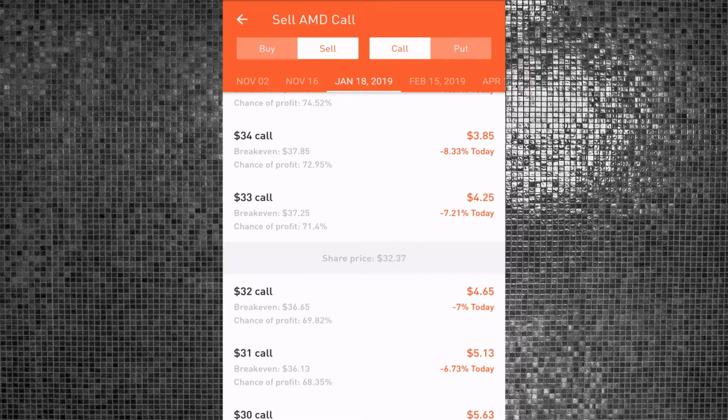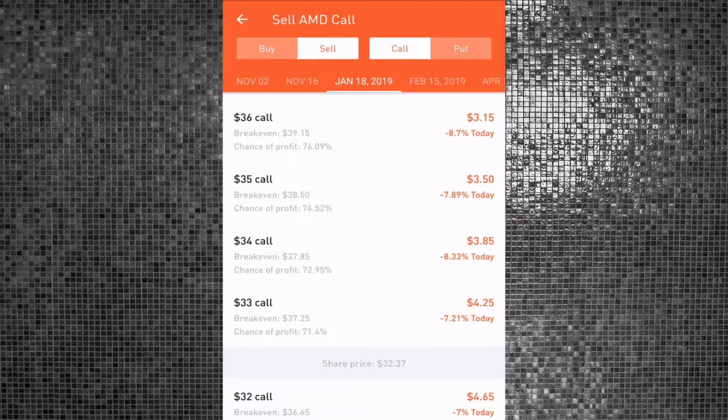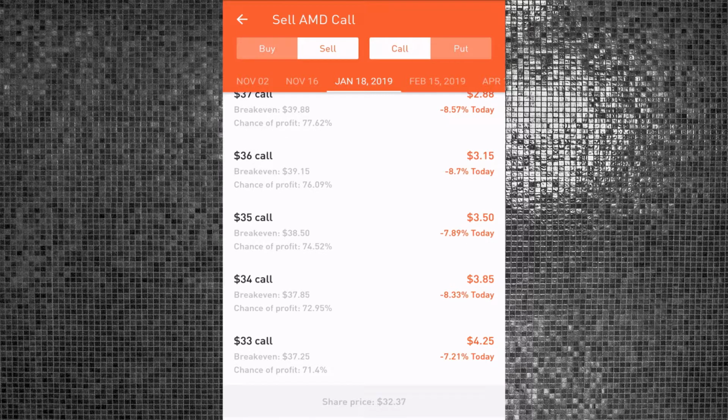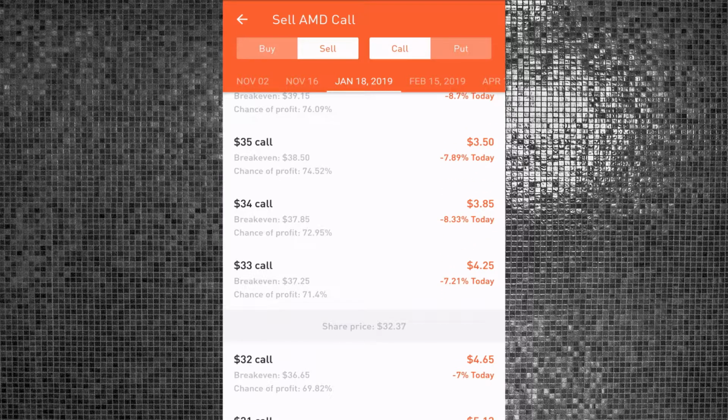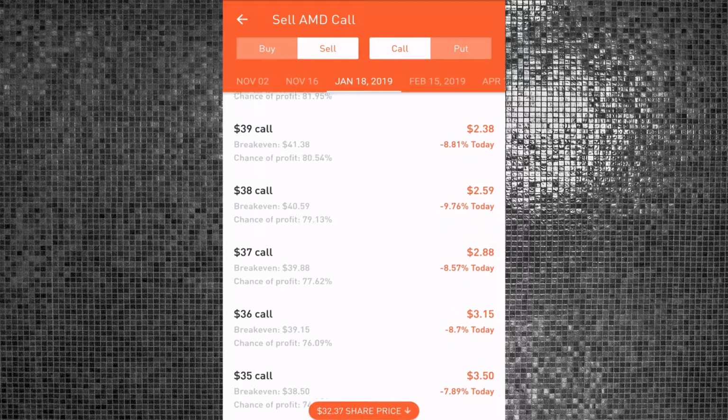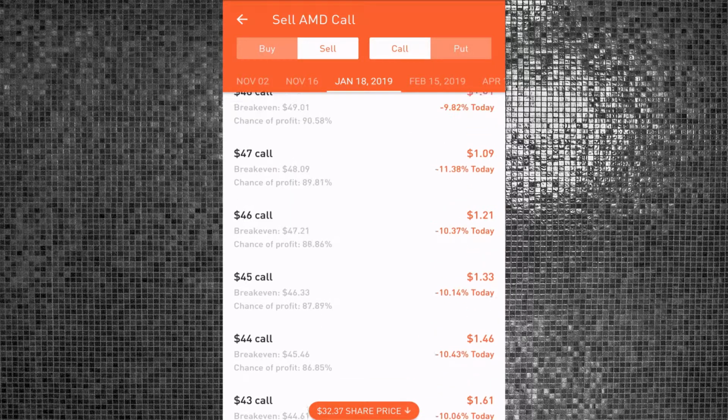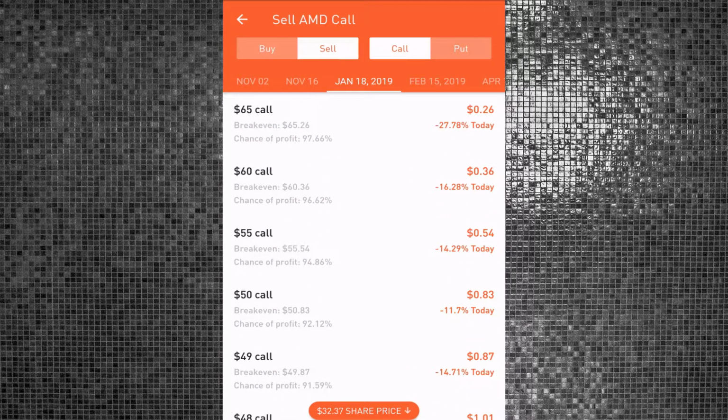Take a look on the left-hand side of the screen. You can see that there's a number of different strike prices. You can see the current price in the middle there, that gray bar, $32.37. As we go up, these are prices that are above the stock price, all the way up to, I believe, $65. And on the right there, you can see a cash premium that will be credited to your account for each contract. Each contract is worth 100 shares.